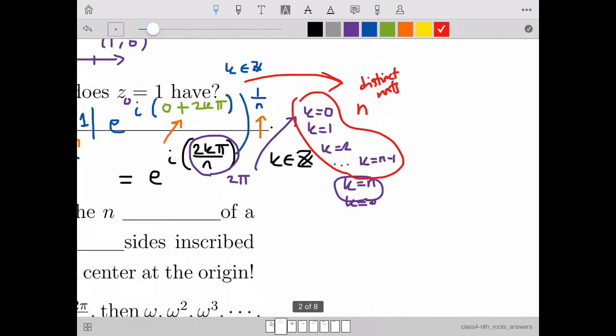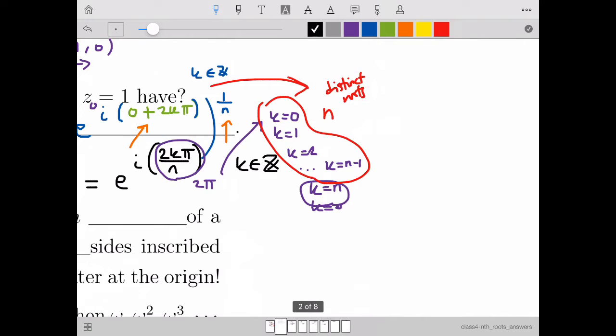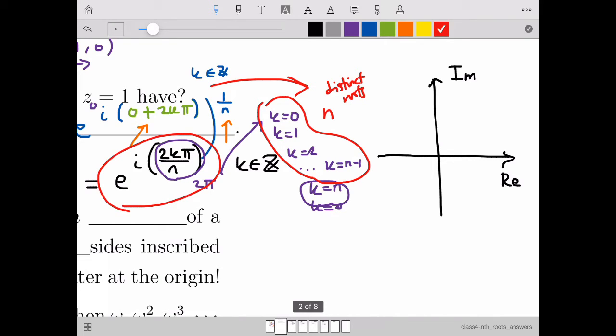So if I draw this in the complex plane, nth roots of unity, real, imaginary. Let's draw e to the i 2k pi over n. It is on the unit circle first of all because its absolute value is 1. And the principal root is when k is 0. When k is 0, it is here.